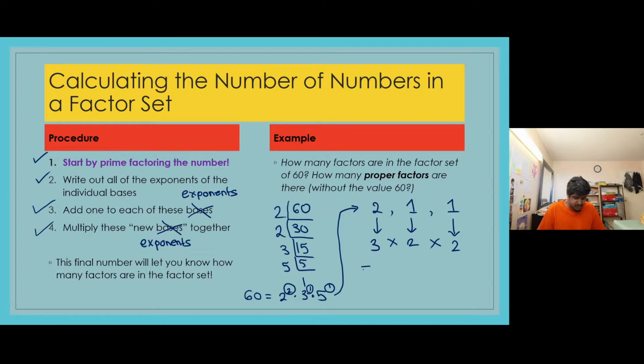And then we go ahead and do this. 3 times 2 is equal to 6. 6 times 2 is equal to 12. And so we know that 60 has 12 factors. And of course, you would need to find these factors by either doing it in pairs or in order. So that would be the next step probably in this question. As it says here, this final number will let you know how many factors are in the factor set. Okay, so that is the first cool thing we can do with prime factorization.